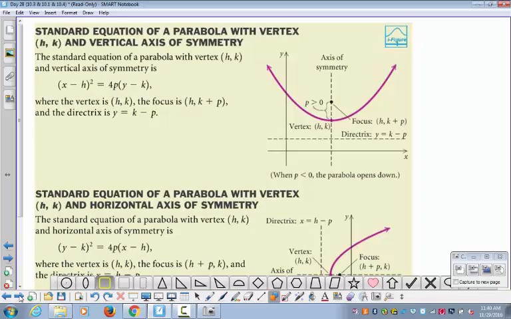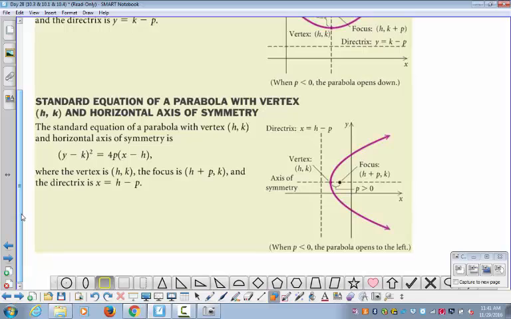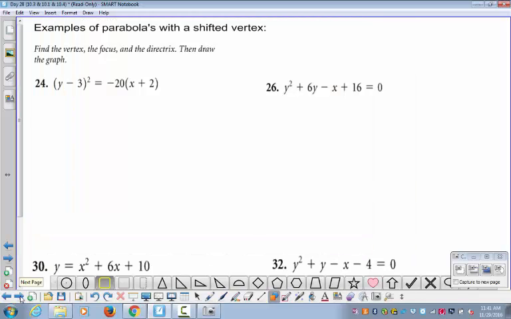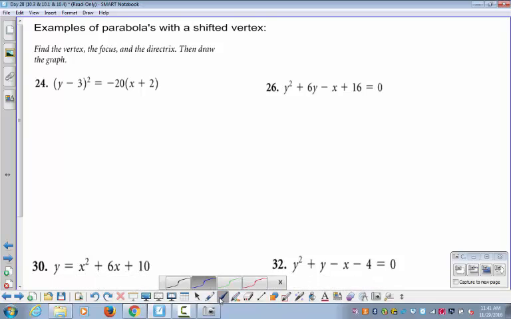So instead of x squared equals 4py, it's exactly what we just read. Instead of x, we have x minus h. Instead of y, we have y minus k. Similarly, instead of y squared equals 4px, we have (y minus k) squared equals 4p times (x minus h). Not too complicated. If you get the origin graphing, the shifted ones are not too crazy, but definitely going to take us a little work here.